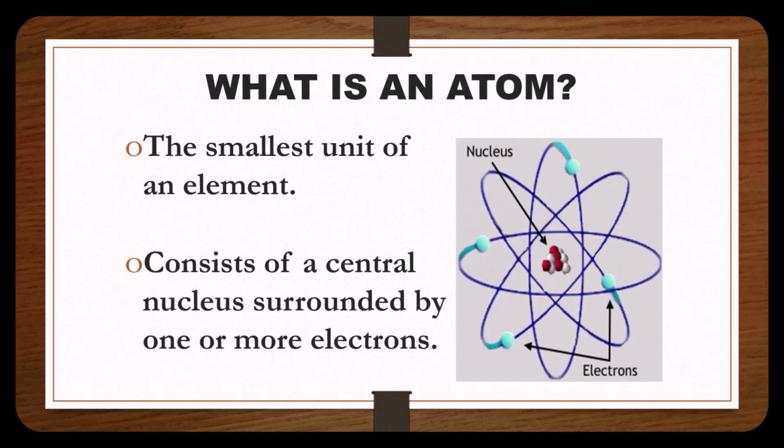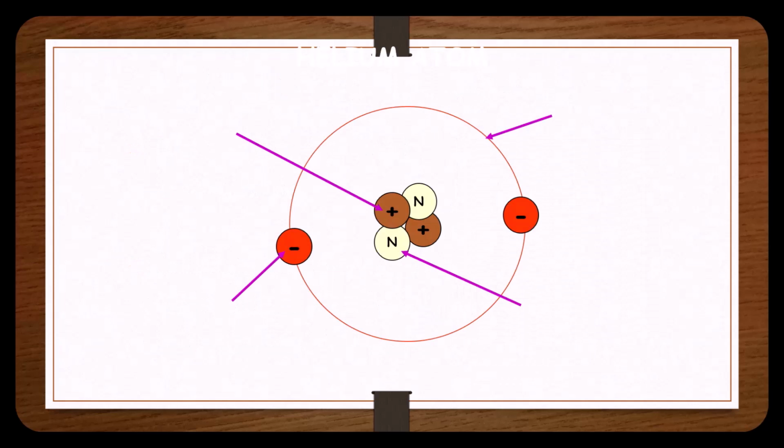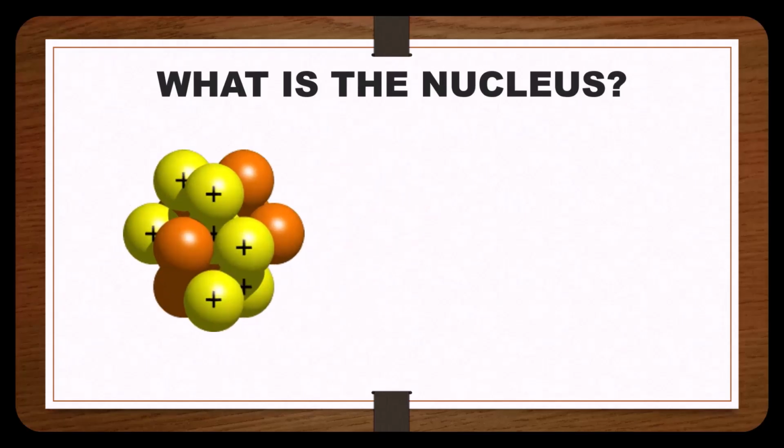An atom is the smallest unit of an element. It consists of a central nucleus surrounded by one or more electrons. In the center there is a proton and a neutron, and on the outside there's an electron that is in orbit called a shell.